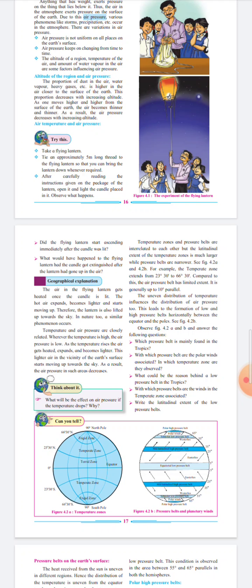The polar high pressure belt is from 80° south to 90° south, and 80° north to 90° north, in both the hemispheres. Temperature here is below 0 degrees Celsius. Hence this region is very cold. Hence a high pressure belt is formed in this region.